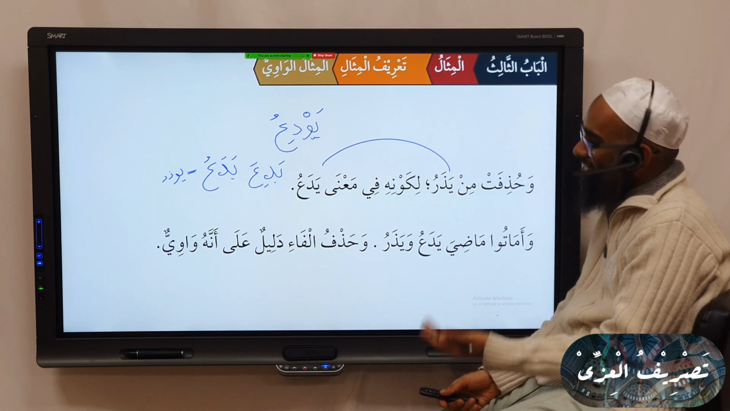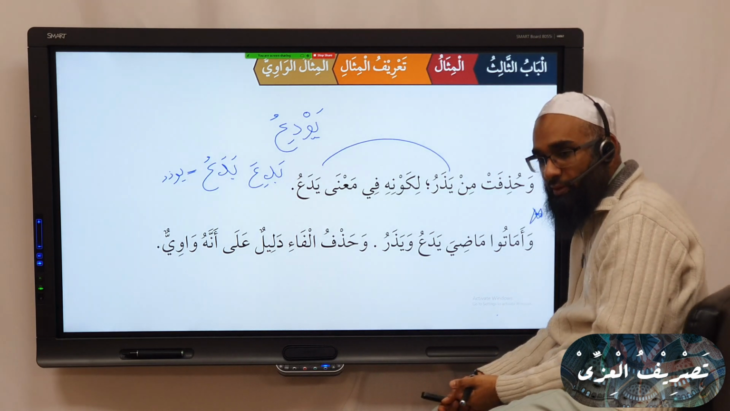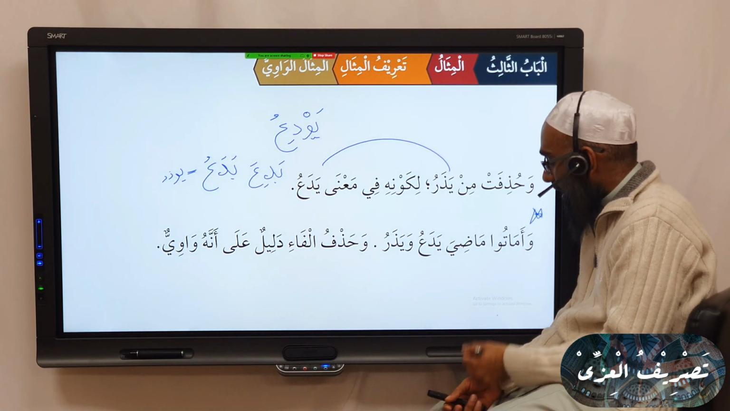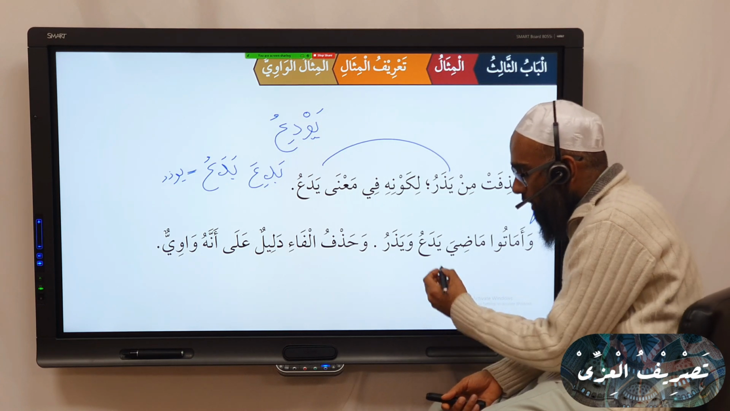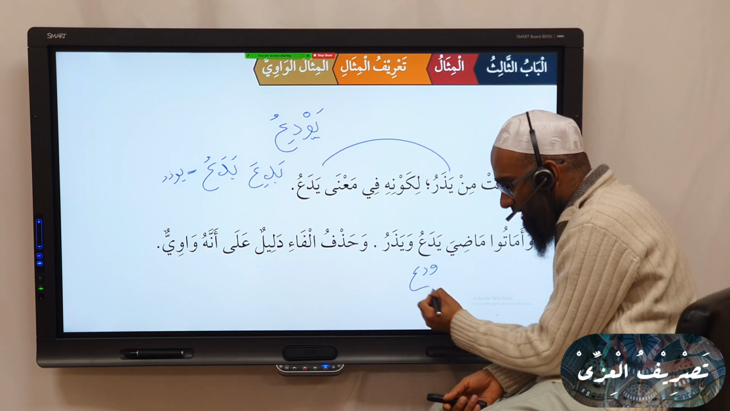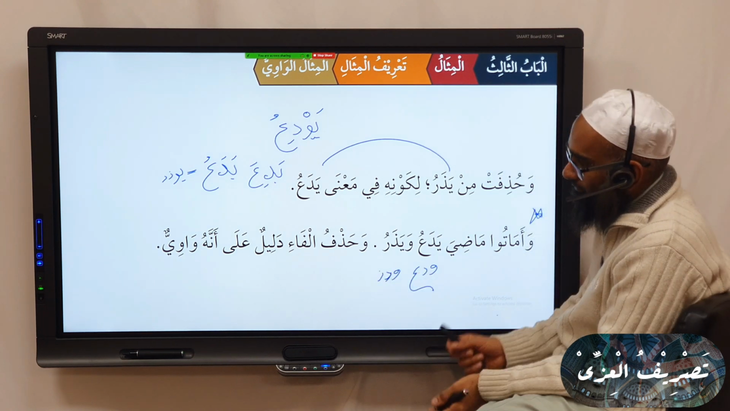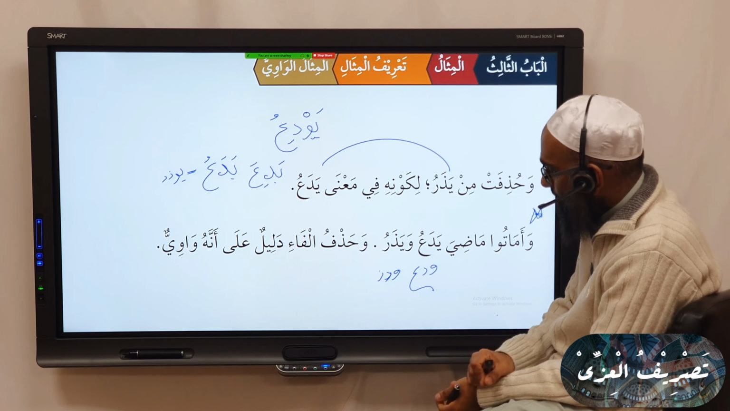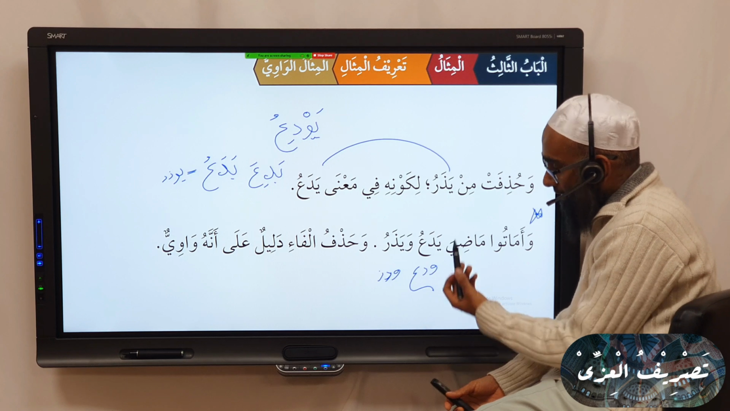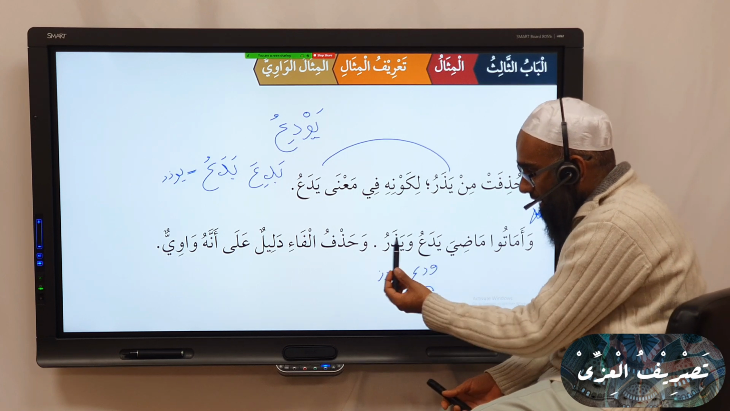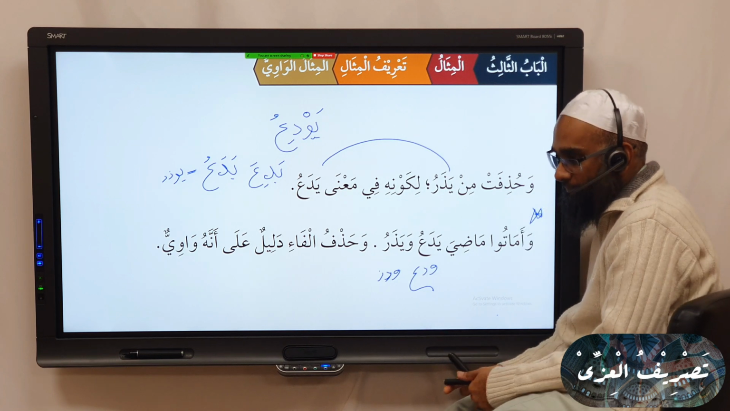Yes. An important note he's mentioned here is وَأَمَاتُوا. They have killed off. The Arabs have killed off the madi of yada'u and yadaru. You don't get wada'a. You get wada'a in theory, but they don't use the madi. They've killed it off. And they have killed off the madi of yada'u and yadaru. You following?